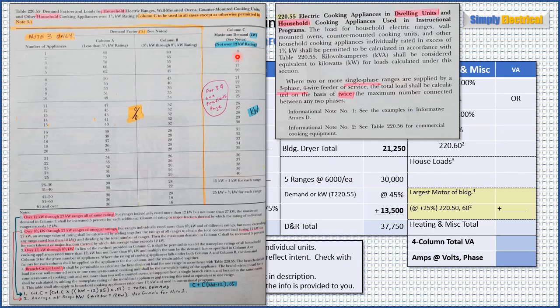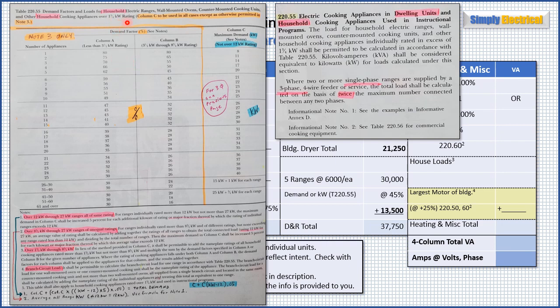It's actually a good idea for a real-world situation. But if you're answering a question on a test and they want the minimum, you're going to need to go to column A or B in some situations. Okay, so what if you have a cooking appliance that is less than 1 3/4?